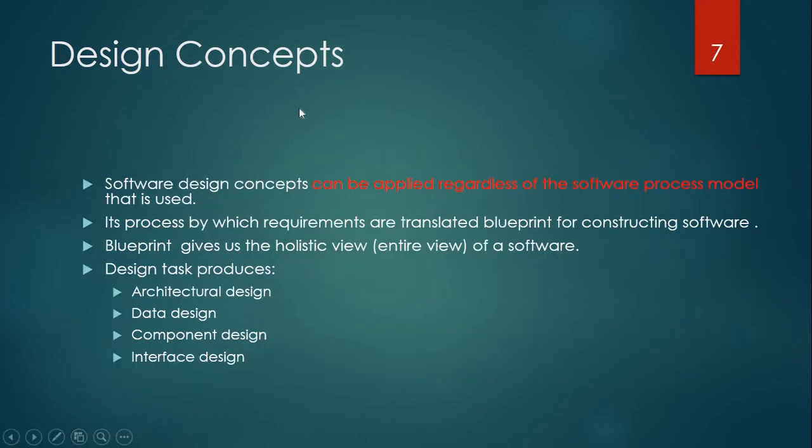Now we will see about the design concept. Software design concepts can be applied regardless of the software process model that is used, means which process model we are using is not considered. It is the process by which requirements are translated into a blueprint for constructing software. A blueprint gives us a holistic view, or we can say the entire view, of the software. Design task procedures are architectural design, data design, component design and interface design.